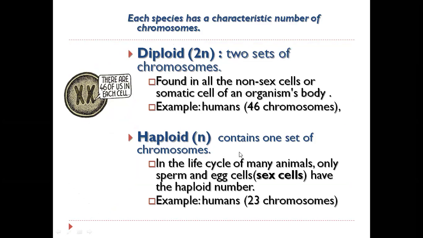And then haploid cells contain one set of chromosomes. In the life of many animals these are sperm and eggs, and they are called sex cells, and they have the haploid number of chromosomes. In humans, this is 23 chromosomes.